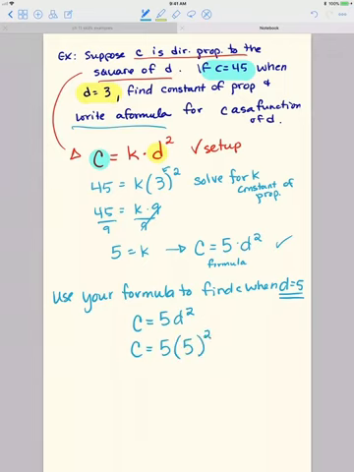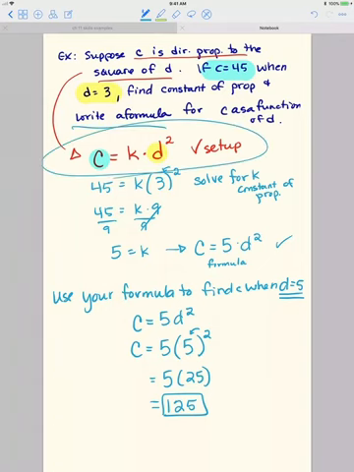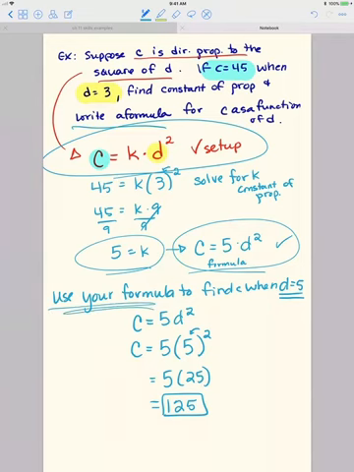Please remember order of operations here. This is not really the greatest example because everything is 5s, but you need to do exponents first. So we'll do this 5 squared, which is 25, and then when you do 5 times 25, you get 125. So you have to be able to set up the equation, you have to be able to solve for the constant of proportionality, be able to plug it back into the formula for an answer, and then you may have to use that formula to find given values.